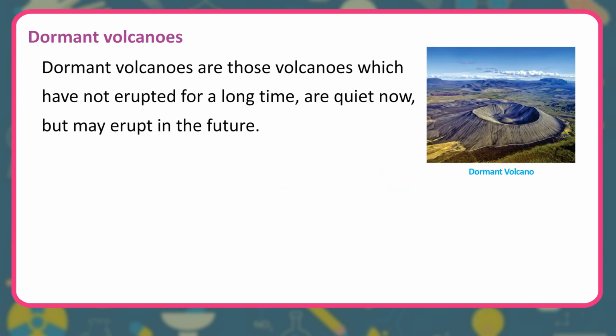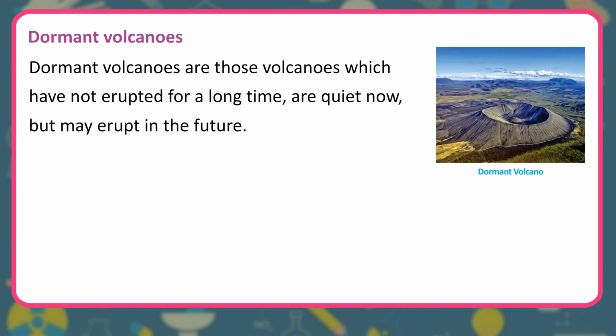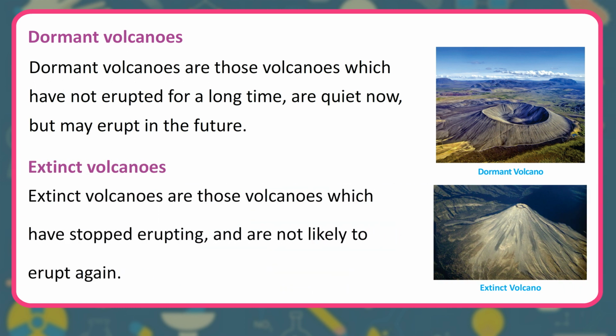Dormant volcanoes. Dormant volcanoes are those volcanoes which have not erupted for a long time, are quiet now, but may erupt in the future. Extinct volcanoes. Extinct volcanoes are those volcanoes which have stopped erupting and are not likely to erupt again.